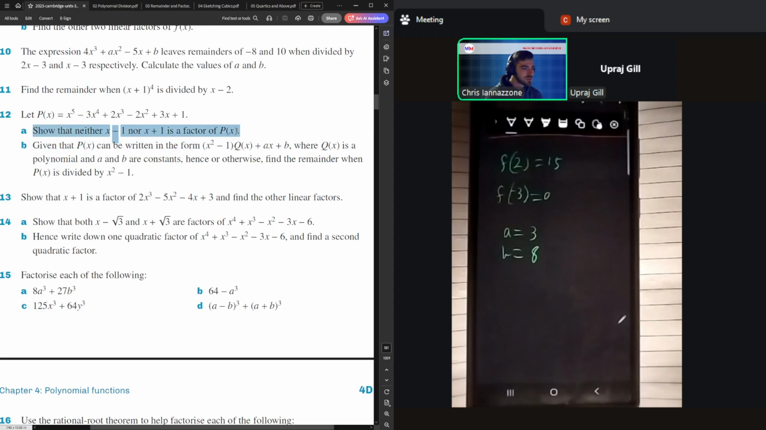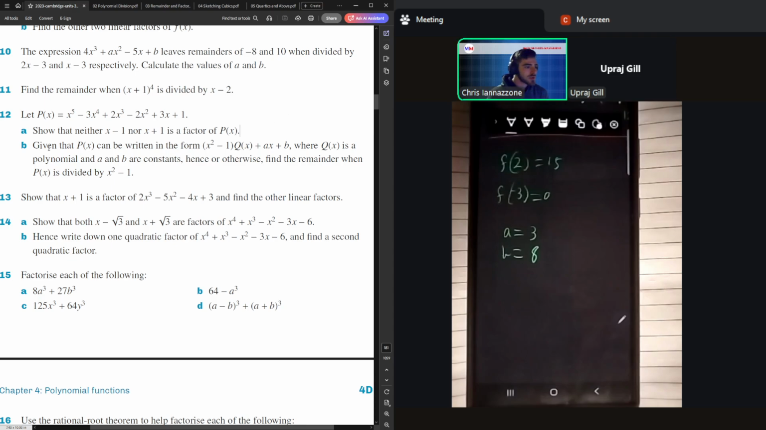A slightly different wording of it, prove that they're not factors. What do you think is involved in proving that they're not factors? So for x minus 1, you'd want to sub 1 into the equation, and then if it doesn't equal 0, then it's not a factor. Yep, that's it. And obviously it's going to be the same thing for x plus 1 as well. Cool. Okay, that's that.